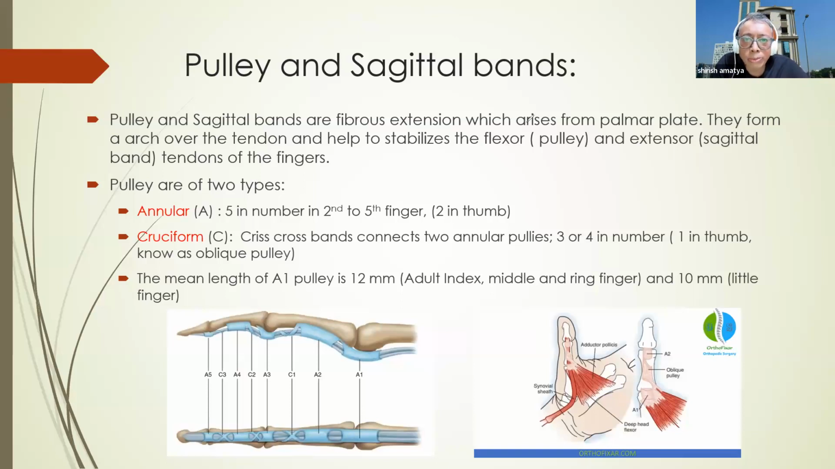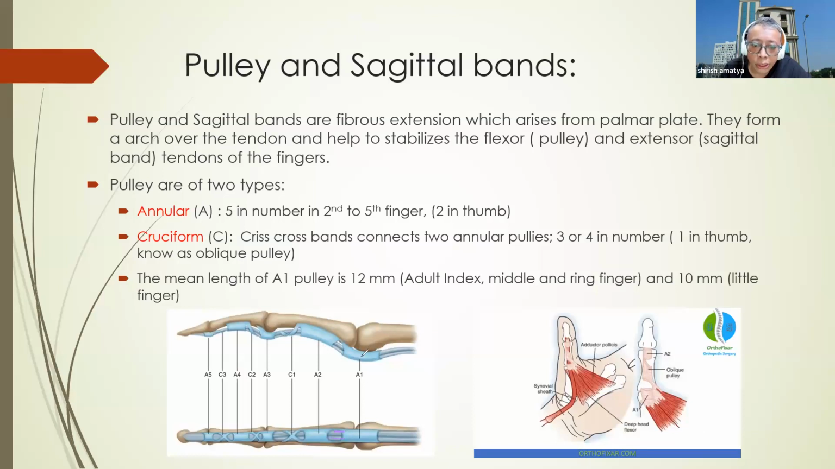Actually there are two types of pulleys. One is called the annular pulley and the other is called the cruciform pulley. The annular pulleys in the second to fifth fingers are 5 in number, as shown in the diagram, and in the thumb the annular pulleys are 2 in number, as you can see in the lower right side of the slide. These annular pulleys arise from the palmar plate and arch over the flexor tendons, mainly the flexor digitorum superficialis and flexor digitorum profundus, as you can see in the lower side.